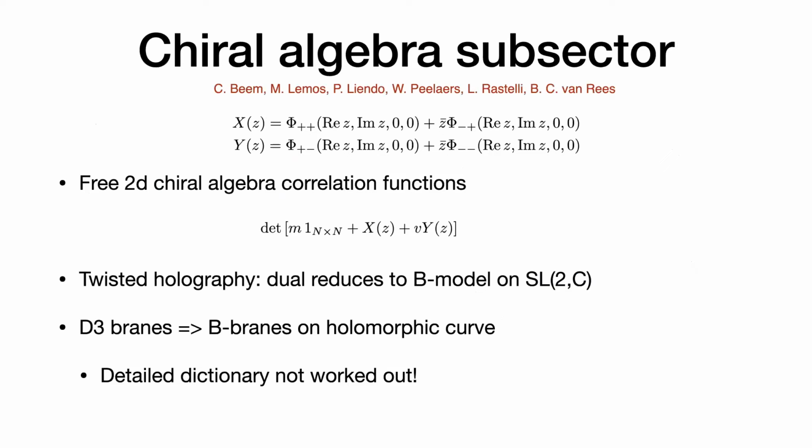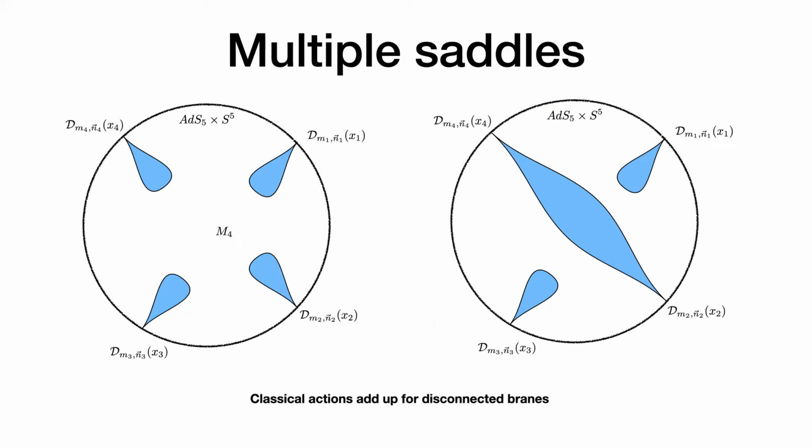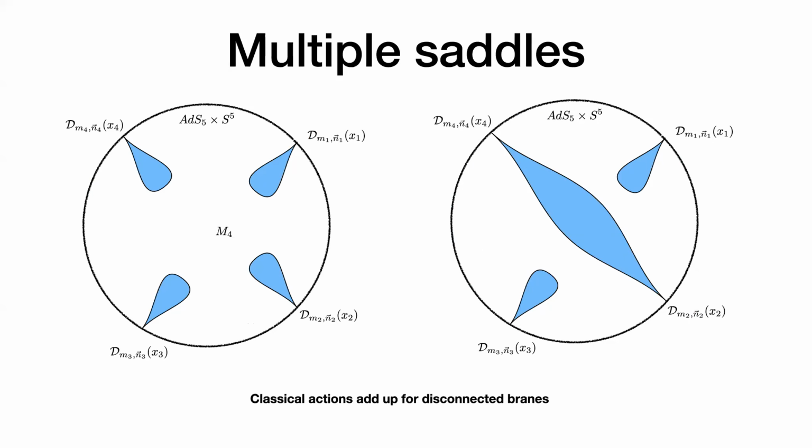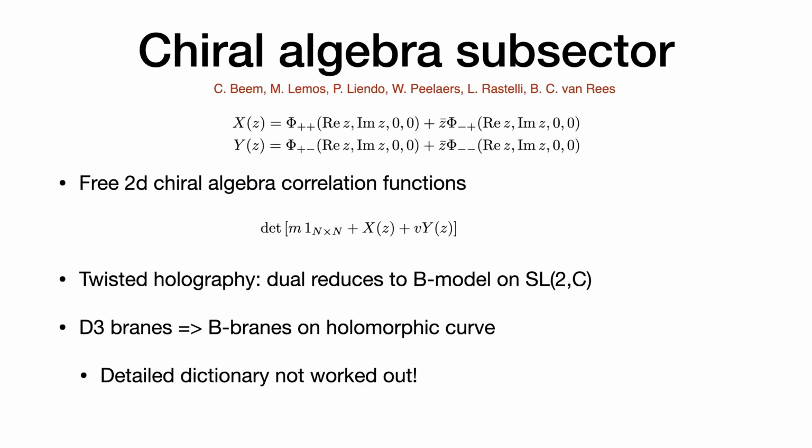Now, this operation at large N at strong 't Hooft coupling is very challenging. So instead, I'm going to focus on a sector where the coupling can be ignored, and where the saddle point analysis is still actually non-trivial. The sector is the chiral algebra subsector that was introduced by Beem, Lemos, Liendo, Peelaers, Rastelli, and van Rees some time ago.